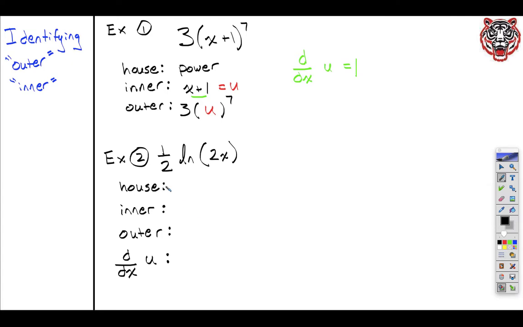All right, so Arrow, what house are we in? Log house, yep. Ben, what's the inner? 2x. So I'm going to say u is equal to 2x. Be a little bit more formal about it. And the outer is what, either one of you? 1/2 natural log of that thing. Perfect. And what is d dx of u, the derivative with respect to x of u, Arrow?